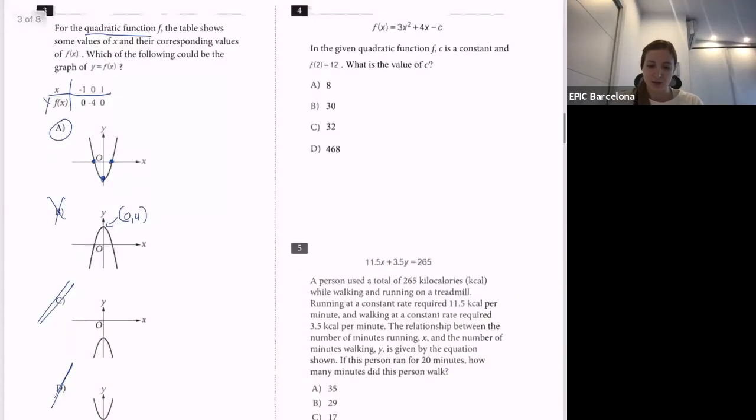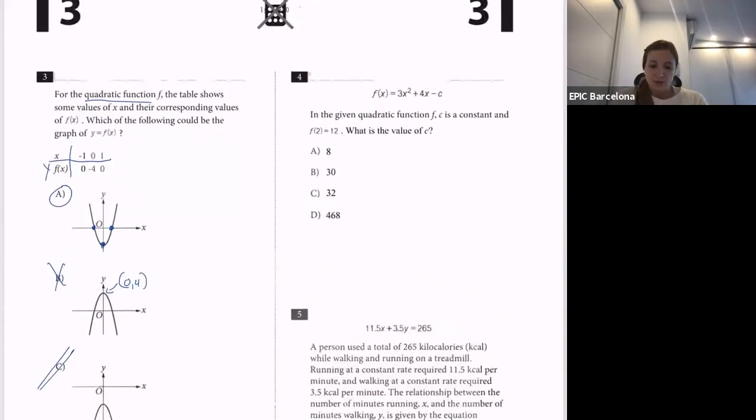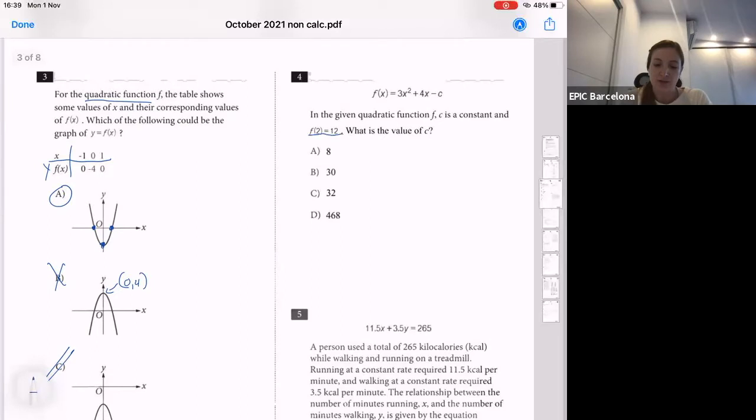Okay, so moving onward to the given quadratic function. Okay, so we're told that f of 2 is equal to 12. Therefore, if I plug in 2 for all my x values and set it equal to 12, I should be able to solve for c. So that's precisely what I'm going to do.